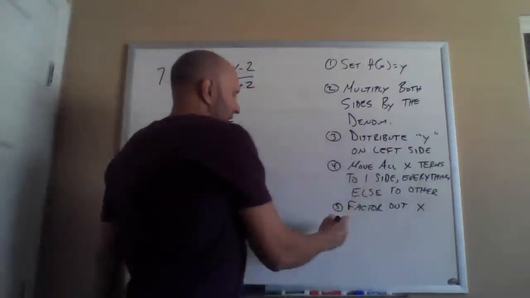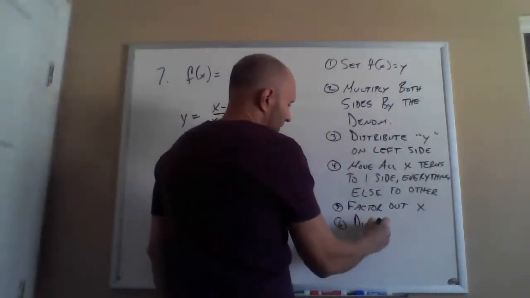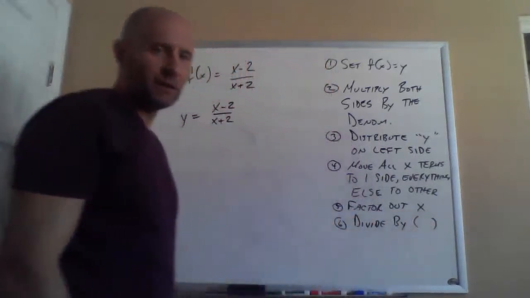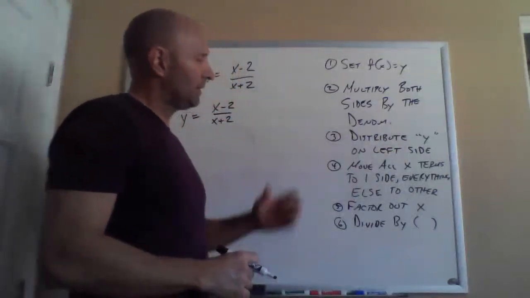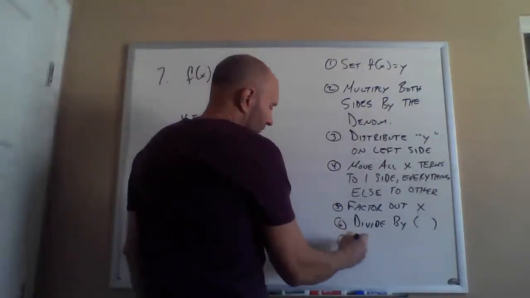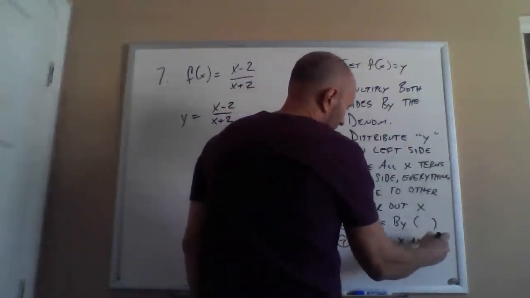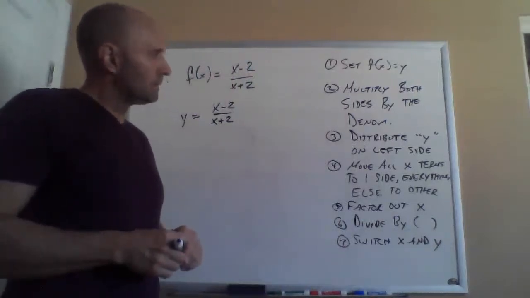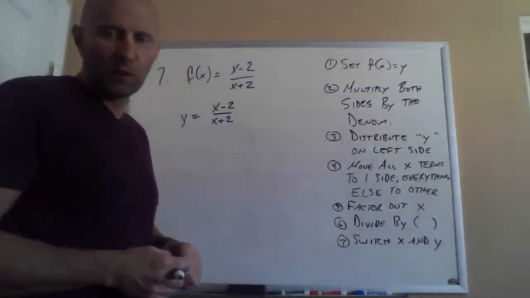And then finally, that's number 5, number 6, divide by the parenthesis piece. So we're going to have x times something because we factored out x. So we divide by whatever that something is. And that's basically our inverse function. We just have to remember to switch x and y. So any questions on that before we try to keep working this problem a little bit more?